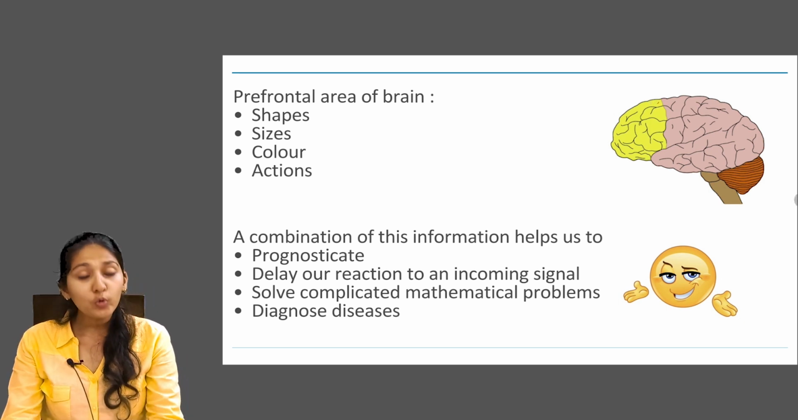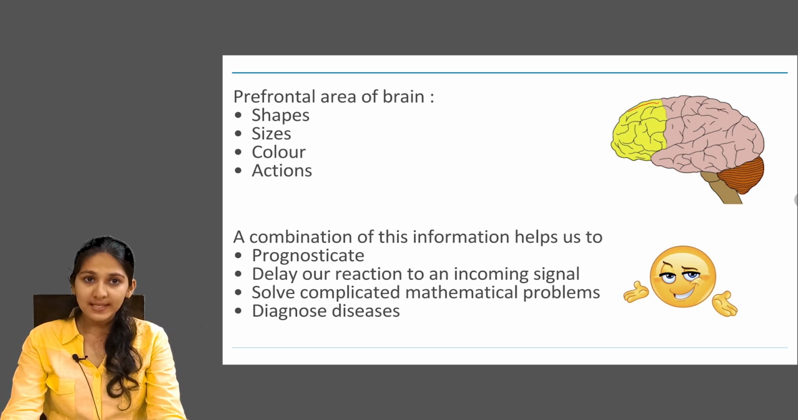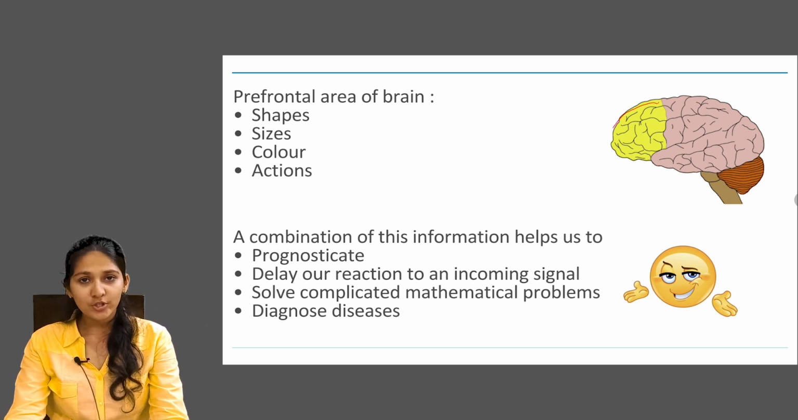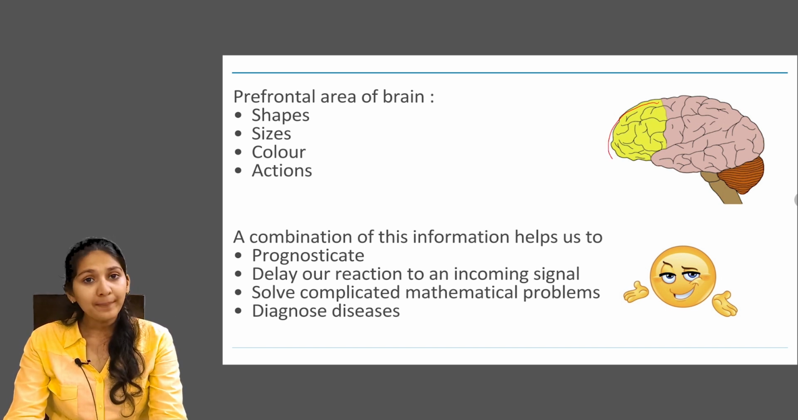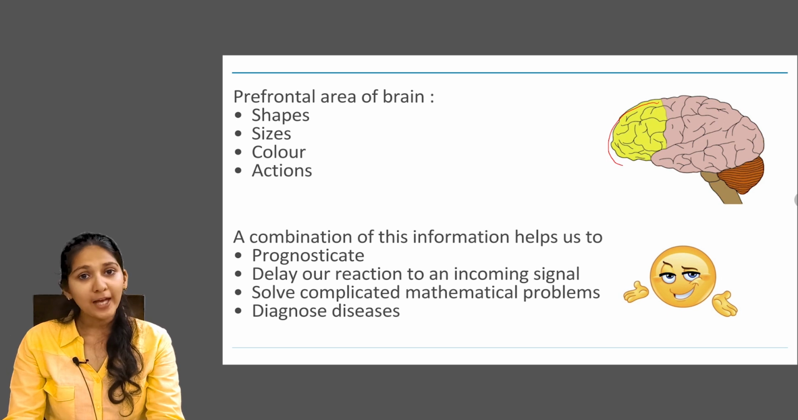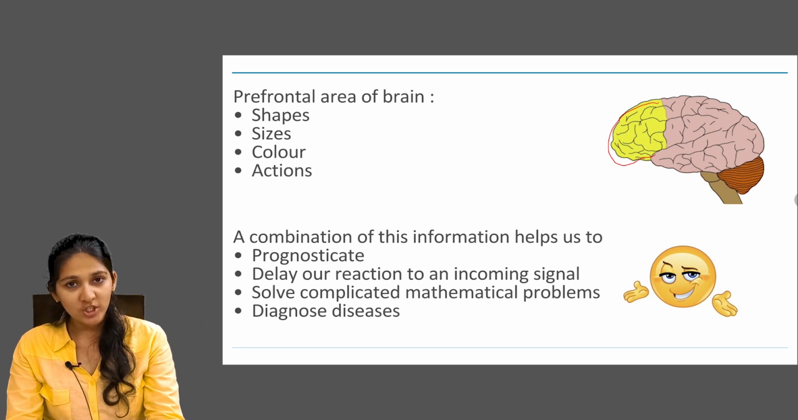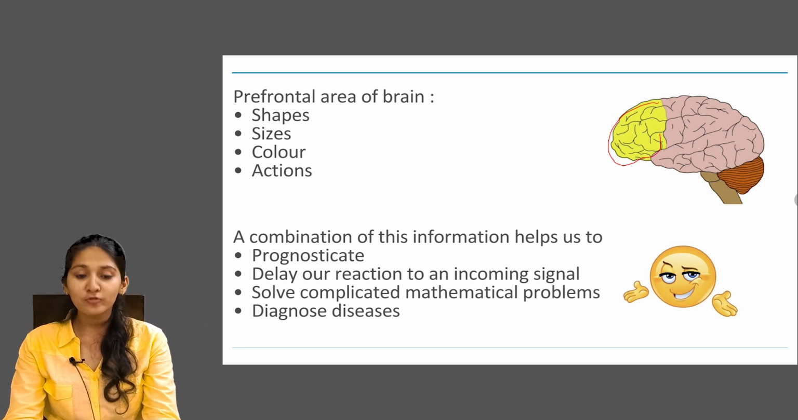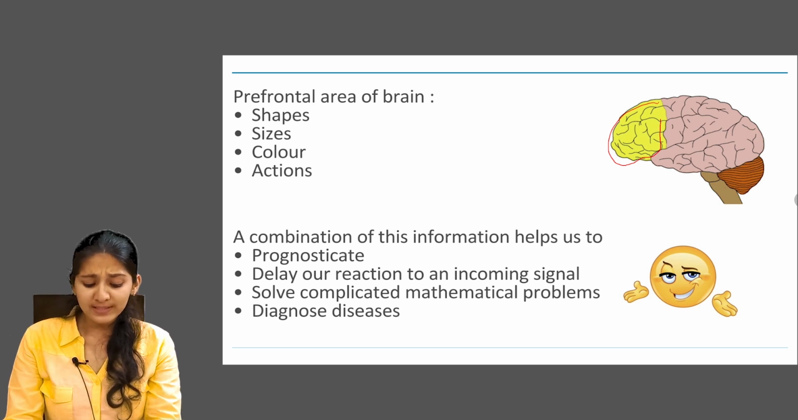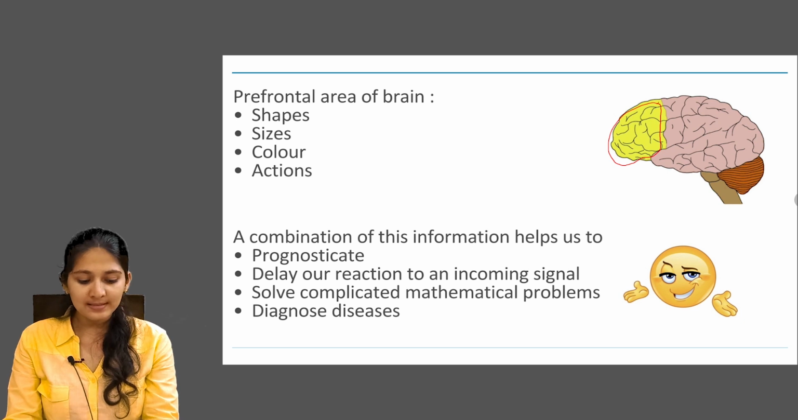It is divided into various compartments which store information regarding shapes, sizes, colors, actions, etc. A combination of all this information helps you to prognosticate, that is, plan for a future event, and delay our action to an incoming signal. For example, we don't hit our mom when she gives us a slap, which implies memory is also stored on the basis of moral values. Apart from this, it can be used to solve complicated mathematical problems, diagnose diseases, etc.